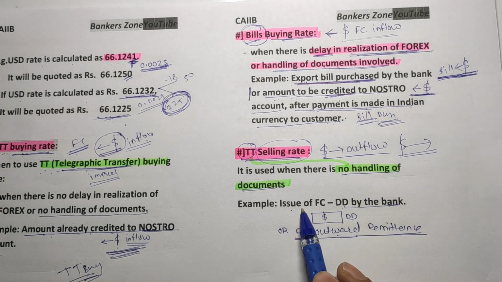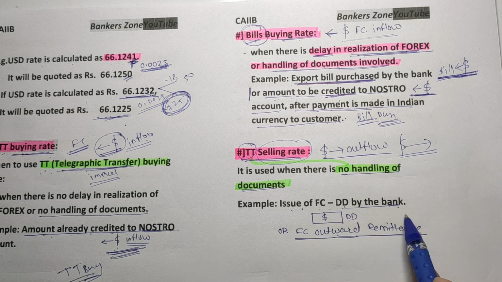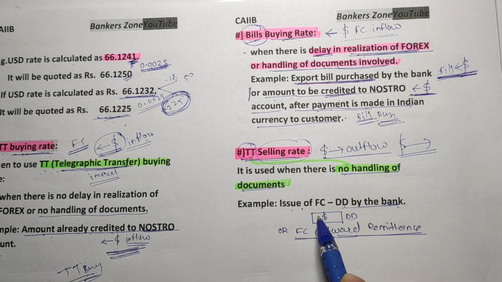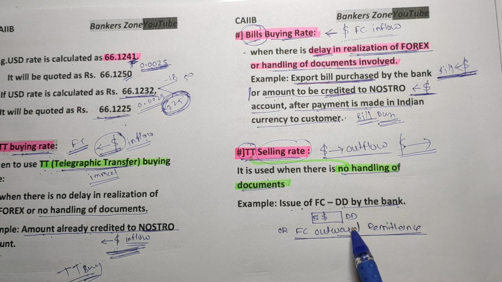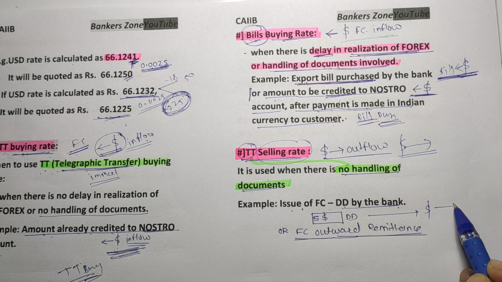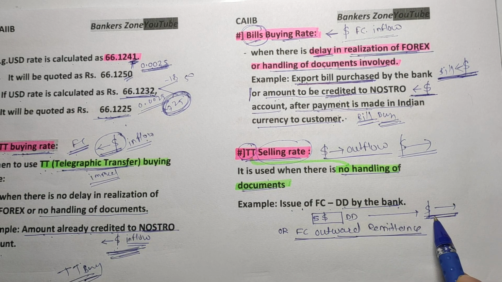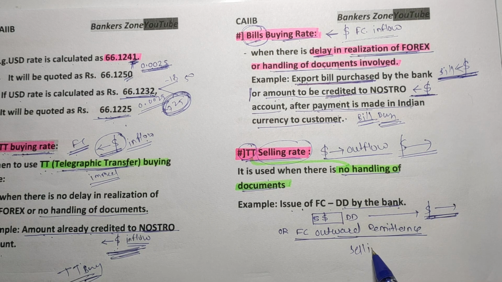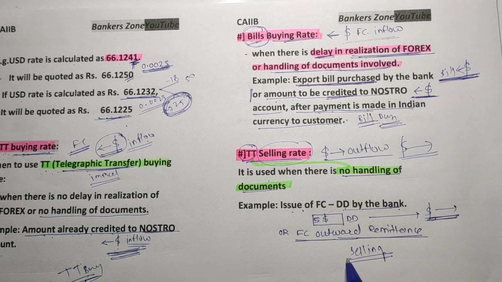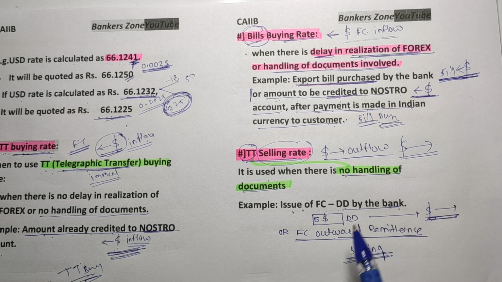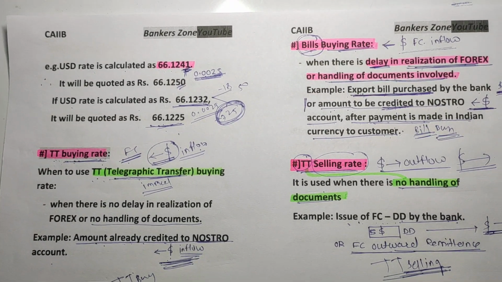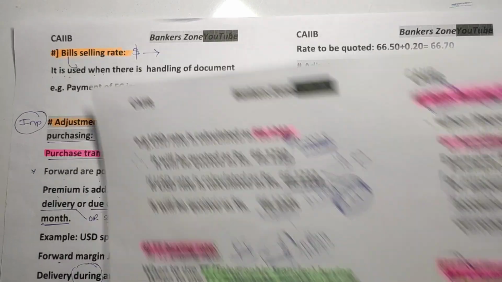See friends, suppose you are giving a DD to the customer in dollars. Suppose you have given a DD to the customer of $5. That means foreign currency is going away, that means you are selling that currency. Going away, that means selling. And when there is selling of foreign currency, you have to use the selling rate. When there is outward flow of the foreign currency, you have to use the word selling, and you are using the DD, that is on immediate basis. That's why you have to use the word TT selling rate. Okay, it is very much clear to you. Now we will move to the next slide.